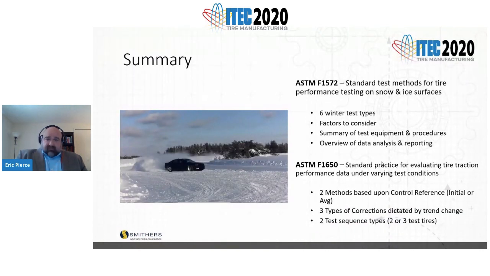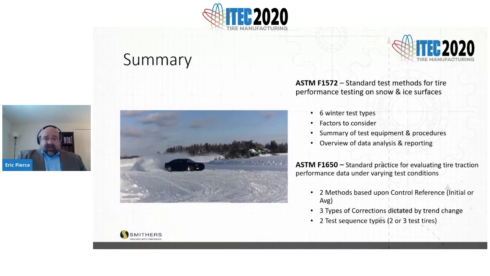So basically, what we've covered is 2 different test standards in way too short of a time period. But first was standard test methods for how to perform tire performance testing on snow and ice winter surfaces. We had 6 different test types that give you some basic factors that you could consider that could affect the quality of your results. Very brief overview on what type of test equipment and procedures would be used, and a very, very short summary on what the data analysis of the reporting is.